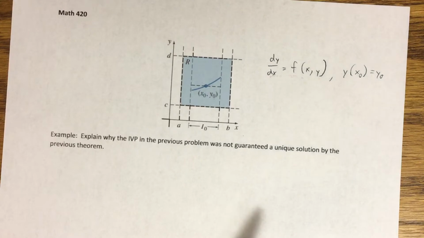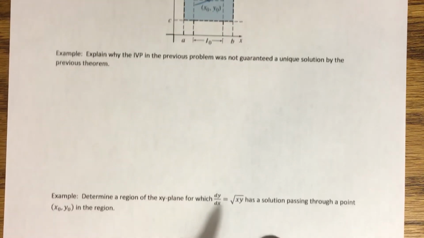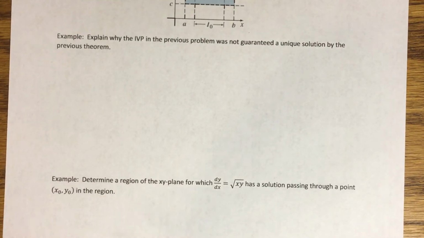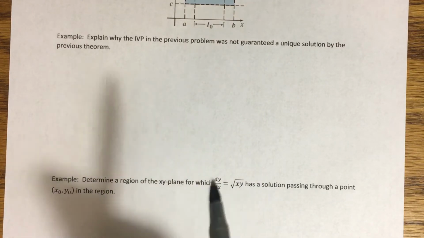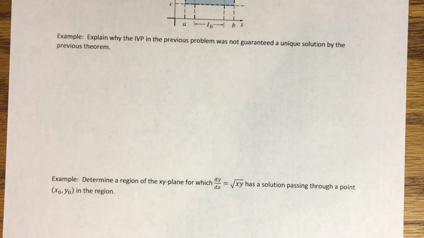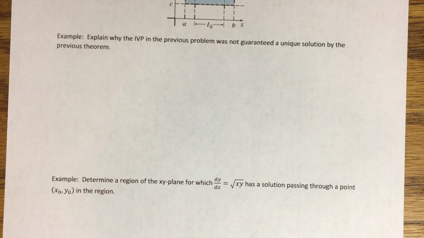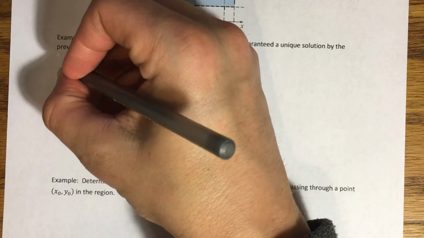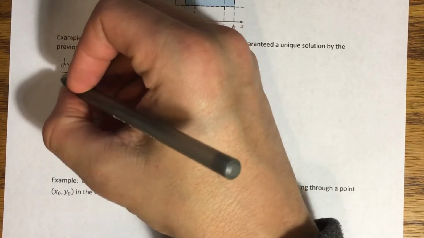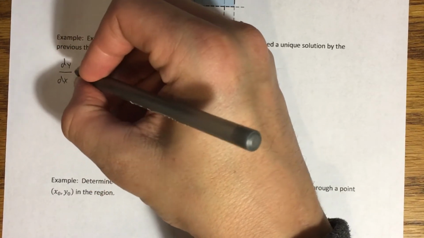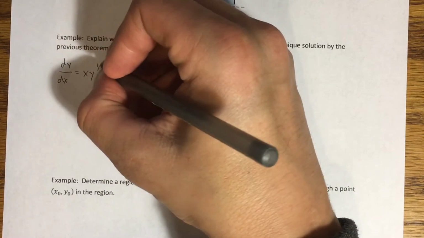In light of this theorem, we have a couple of examples that we want to look at. First of all, we want to use that theorem to explain why the initial value problem in that previous example was not guaranteed to have a unique solution, which we now know is the case because we checked two different solutions and they both worked. What does the theorem that we just read have to say about that? Well, as a reminder, the differential equation that we were looking at, the IVP, dy/dx was equal to x times y to the 1/2 power.